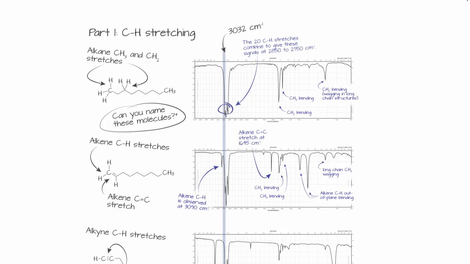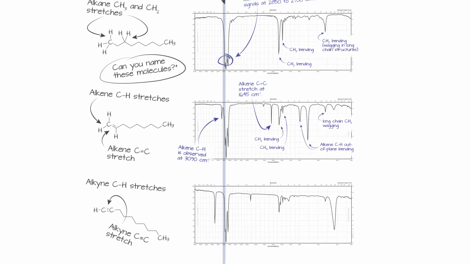Now, linear systems, sp hybridized systems, have an even higher stretching frequency. Look, it's not 3090 there. There we see it at 3320 per centimeter. That's a lot higher. The force constant for an sp CH bond is a lot higher than the force constant for an sp2 hybridized bond, which is significantly higher than that for an sp3.